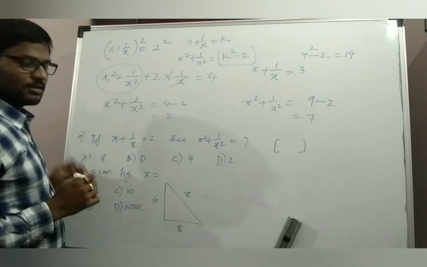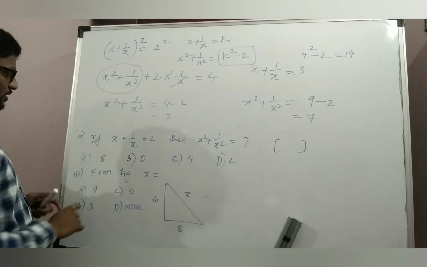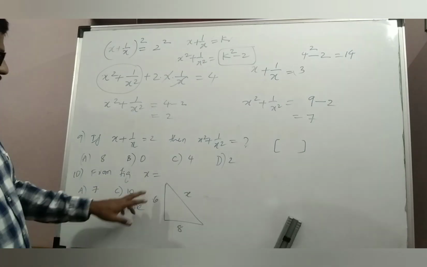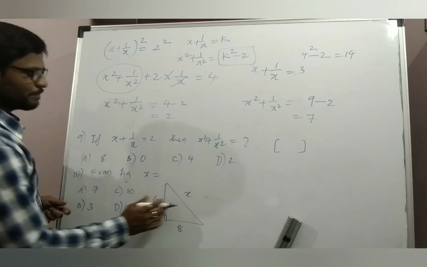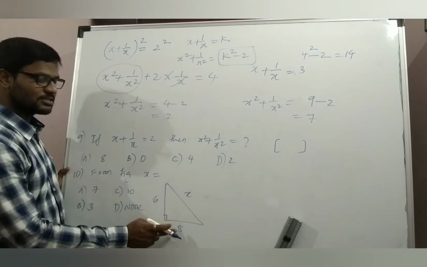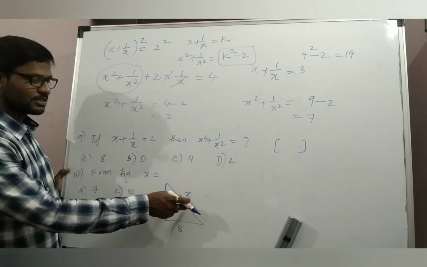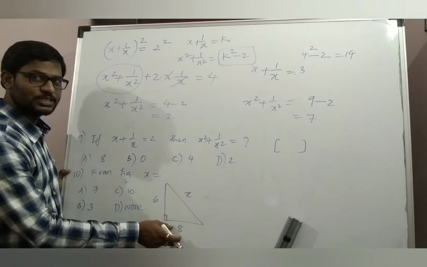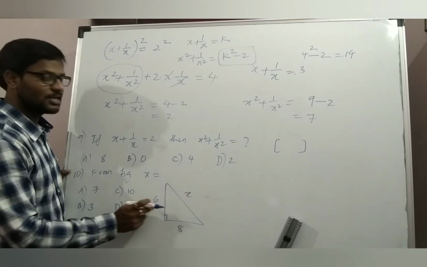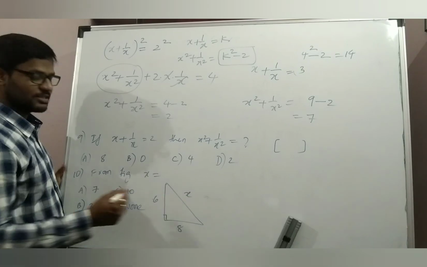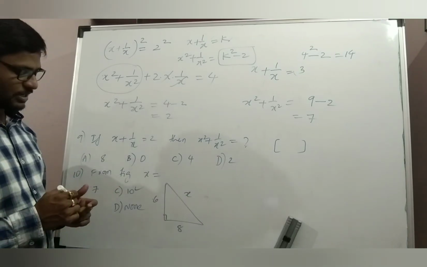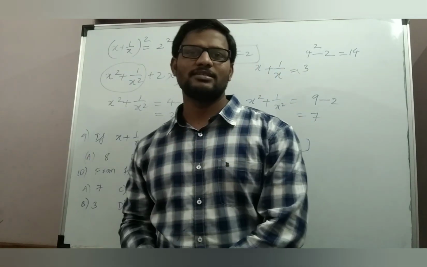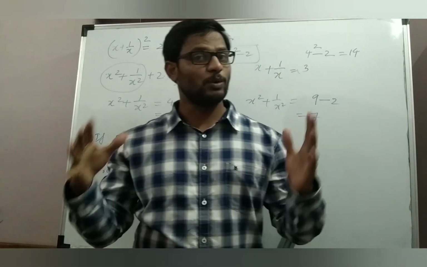Next. From the figure, x equal to dash. This is a right angle triangle. Using Pythagoras theorem, x square equal to 6 square plus 8 square, since this is the hypotenuse. 8 square is 64, plus 36, is 100. x square is equal to 100, x is equal to plus or minus 10. Option C.